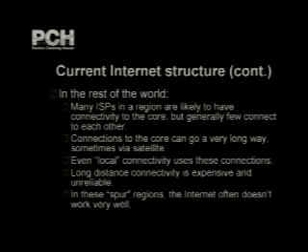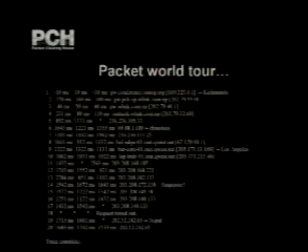But in the rest of the world, you've generally got lots of ISPs in the region which each have connectivity to that core, but it's separate connectivity and they often don't connect to each other. And connections to that core can go a very long way. There are often satellite links to other continents. And since they don't connect to each other, even the local connectivity uses those connections. So if you're wanting to, say, make a voice over IP call to your neighbor, chances are you're going to go halfway around the world and back to do that. So the internet often doesn't work very well in those places.